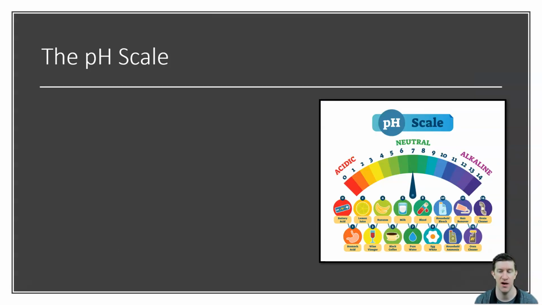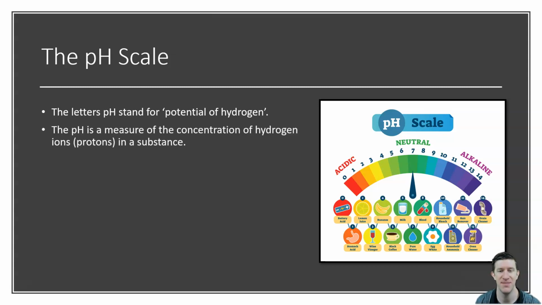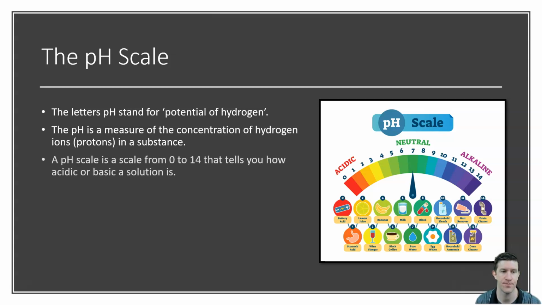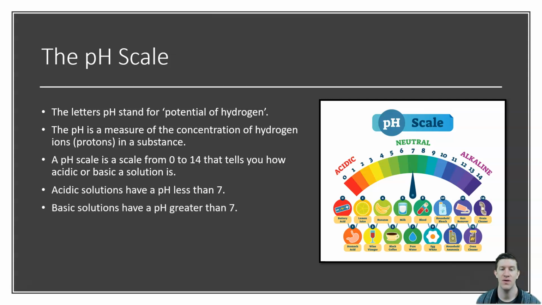So let's look at the pH scale. The letters pH stand for potential of hydrogen. It's really just a chemistry term. It's a measure of the concentration of hydrogen ions in a substance. Doesn't really mean a lot to us, doesn't really need to. It's just what it means. We just call it the pH scale. So it's a scale from 1 to 14, tells us how acidic or how basic a substance is. As I said before, less than 7 is acidic, greater than 7 is basic or alkaline.